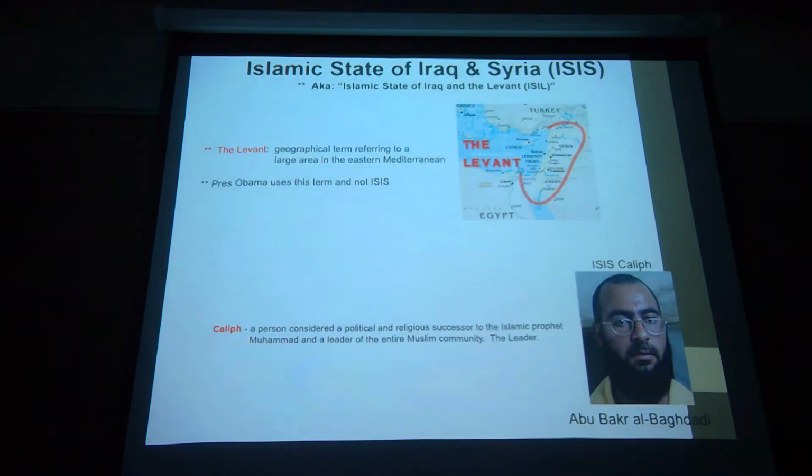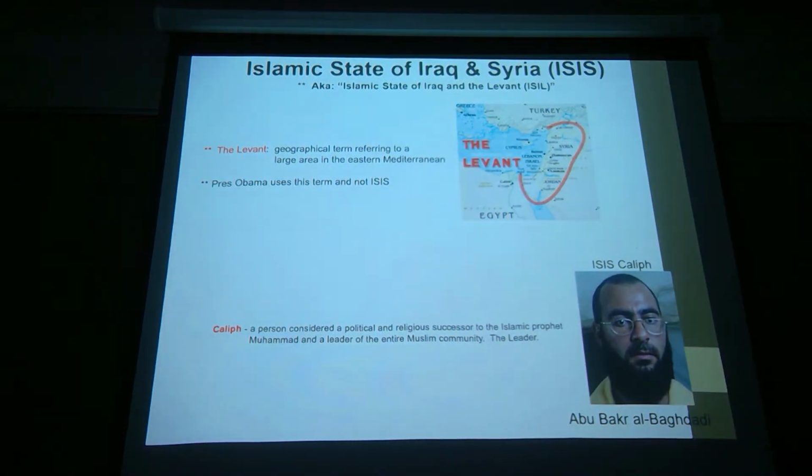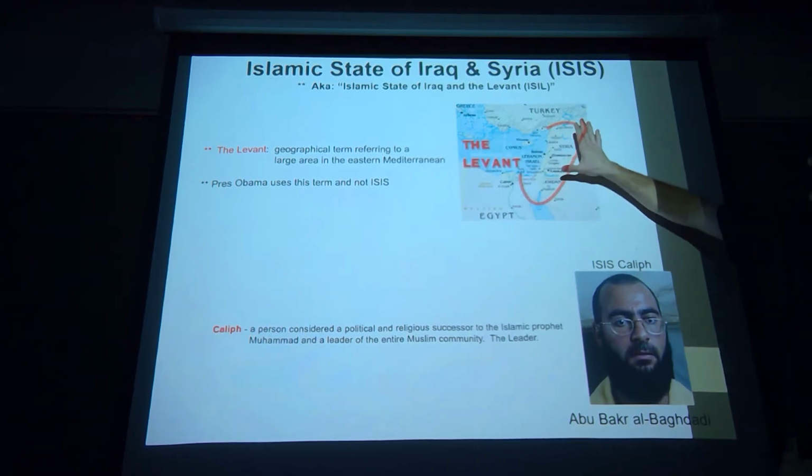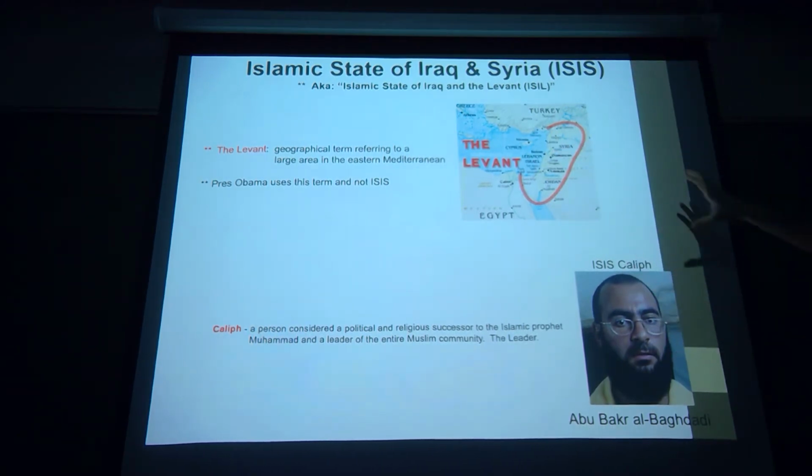All right, ISIL. You heard both of those? Okay, so I typically call it ISIS, okay? Because for me, the Islamic State of Iraq and the Levant, which is ISIL, it's supposed to encompass parts of Iraq. All this area is called the Levant. When you hear the term Levant, this is the historical area of the Bible. That's why they use that term.